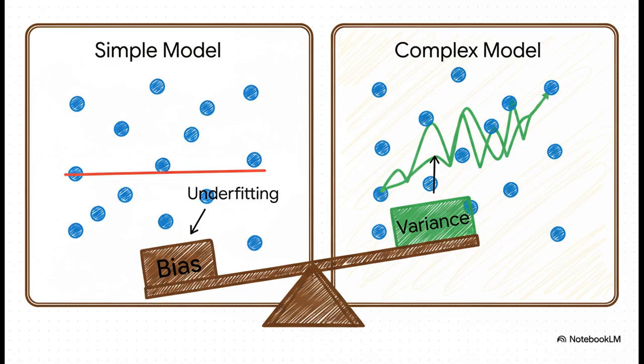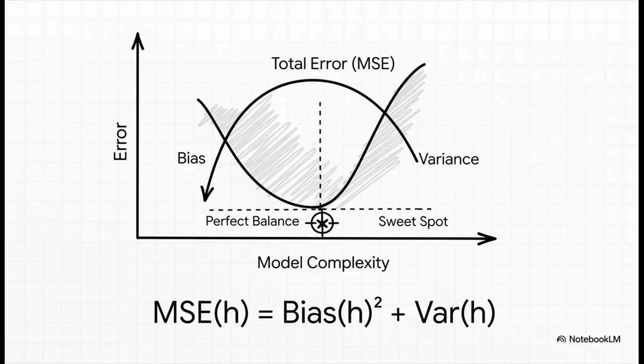As you make your model more complex to reduce its bias, to get it closer to the bullseye, you almost always increase its variance, making it more jittery and sensitive to noise. And if you make it simpler to lower the variance, well, then you risk increasing the bias. It's a fundamental trade-off. So the crucial point, the thing you really have to get, is this. Minimizing your total error is not about getting bias to 0 or getting variance to 0. You can't. It's about finding that sweet spot, that perfect balance between these two competing forces.